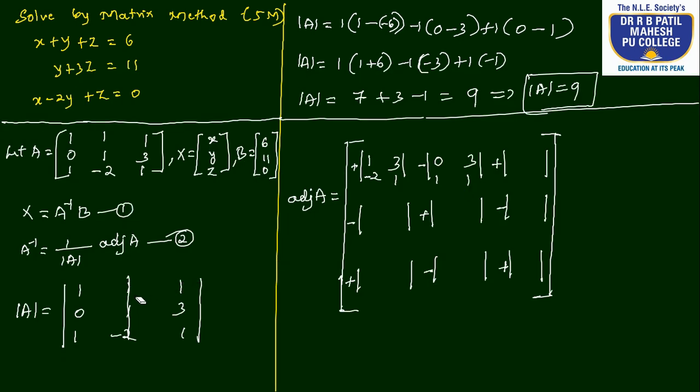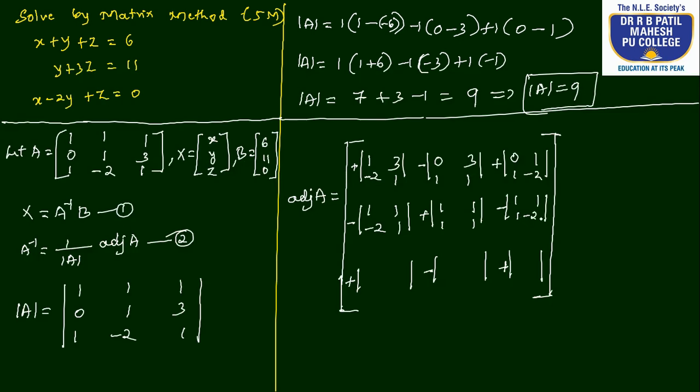Third box, you check: 0 1 1 minus 2. Next, the fourth one, the second row, first column I should delete. So 1 1 and minus 2 1. Fifth box, second row, second column, you have to delete. So remaining 1 1 1 1. Second row, third column: 1 1 1 minus 2.